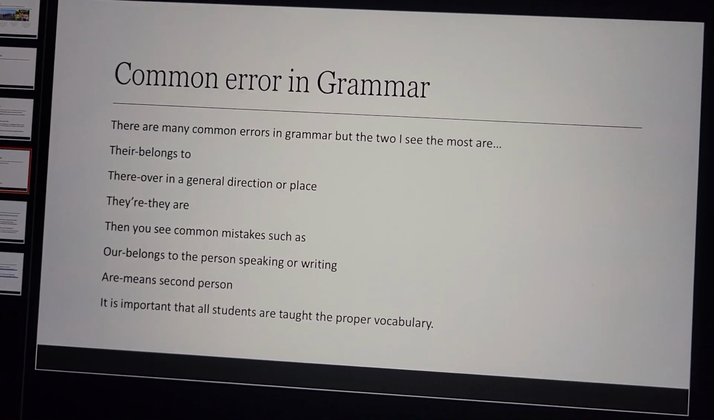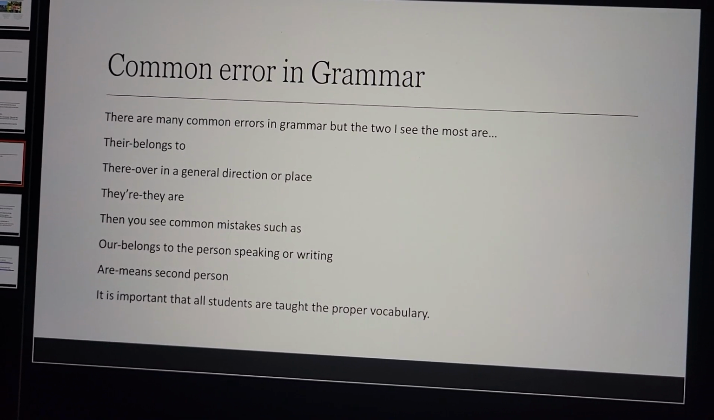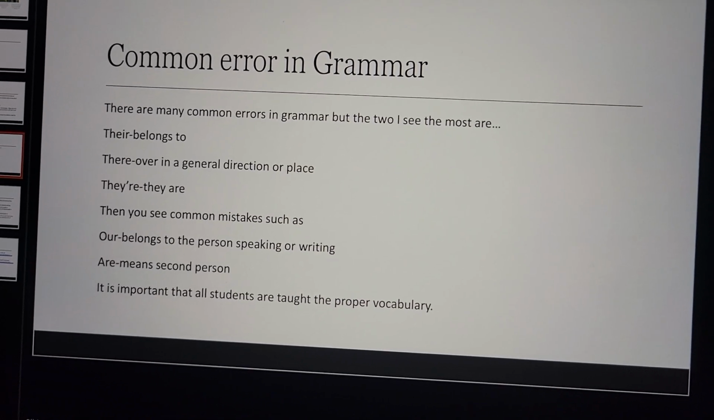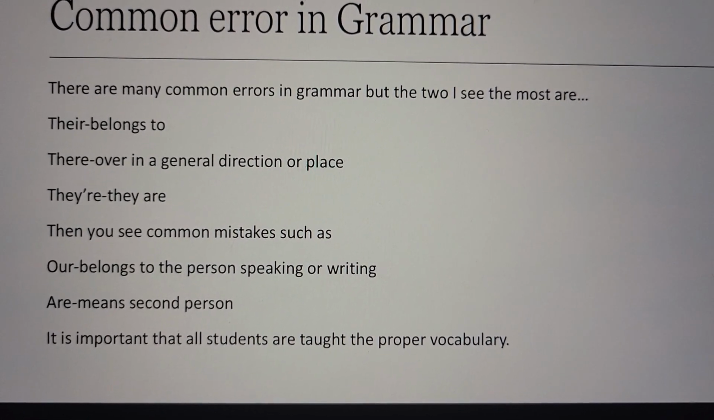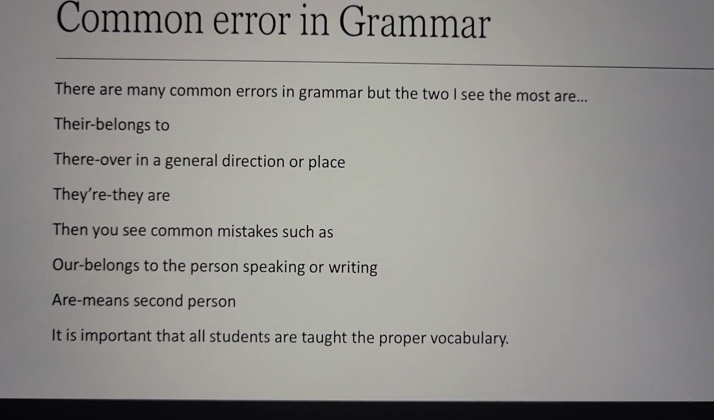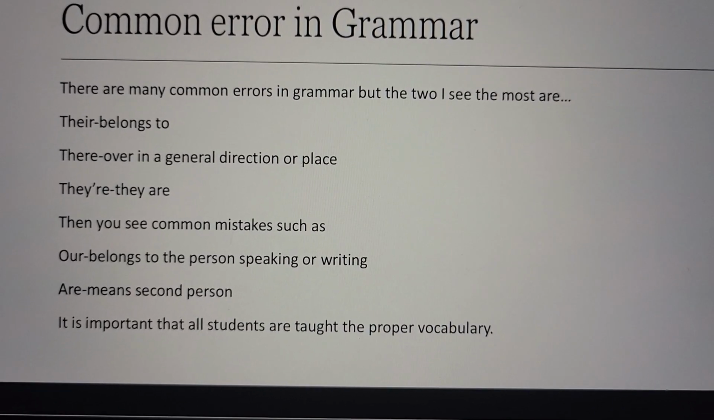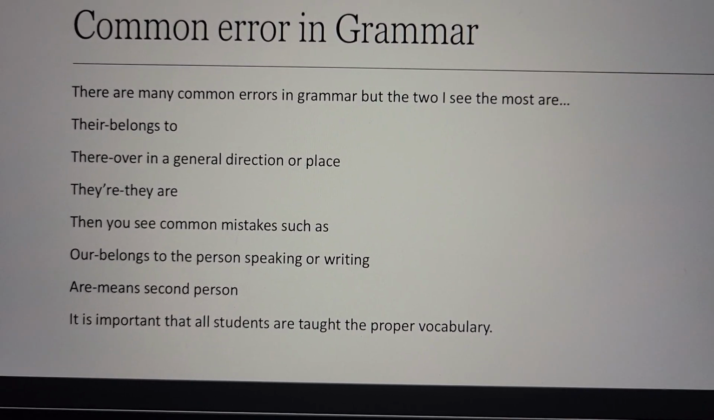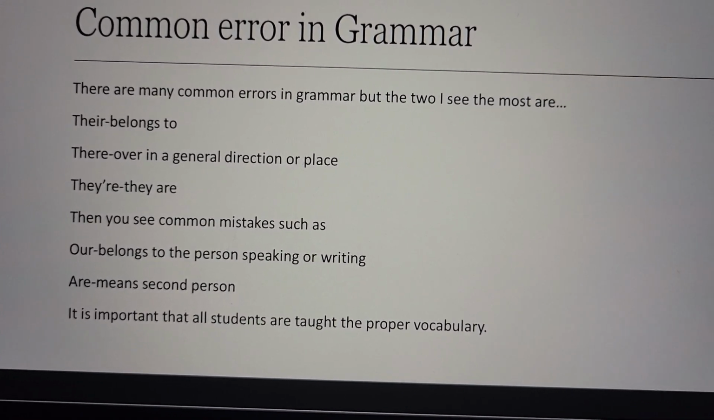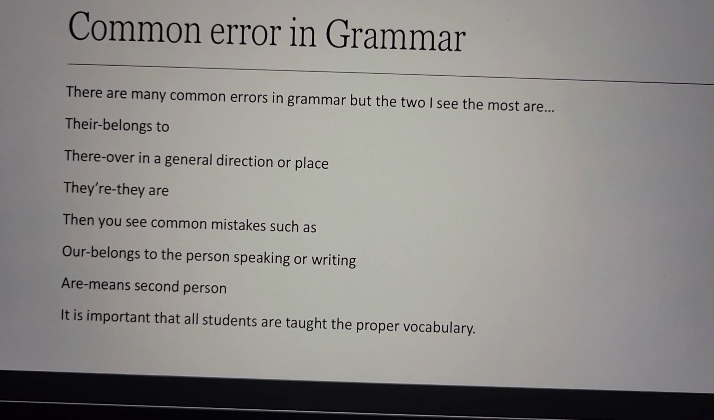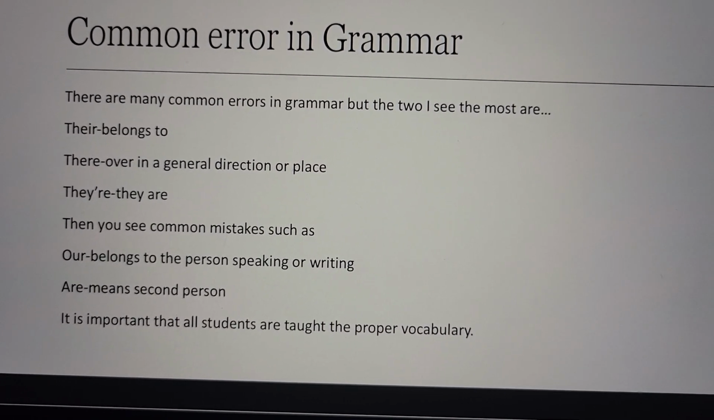Common error in grammar. There are many errors in grammar, but the 2 I see the most are the there, their, and they're, and the our and are. There means over in a general direction or place. Their belongs to. They're means they are. Then you see common mistakes such as our belongs to the person speaking or writing, like our house. And then you see are means a second person, it's not A-R-E, our house, it's our house.